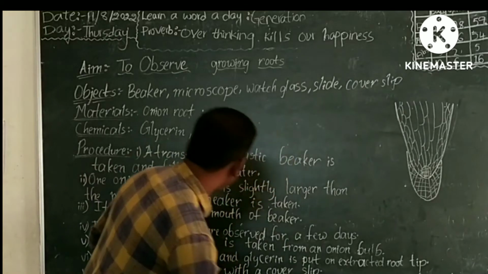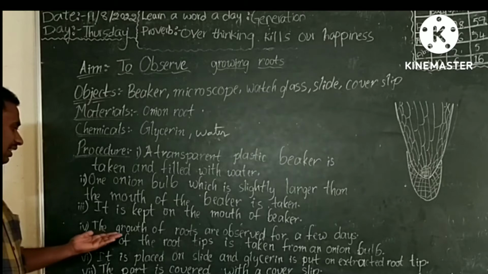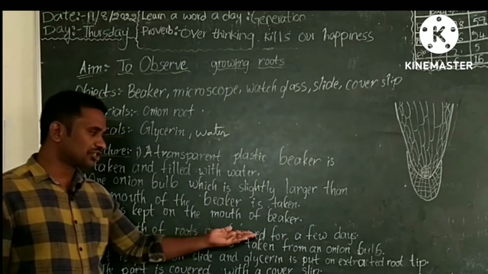Next, it is kept on the mouth of the beaker, and the growth of roots is observed for a few days.